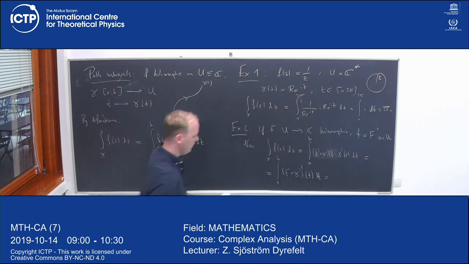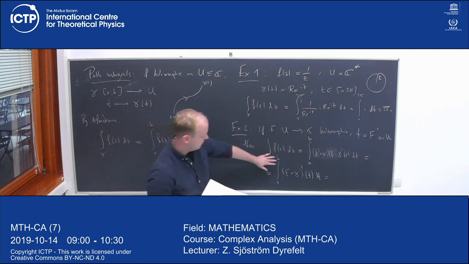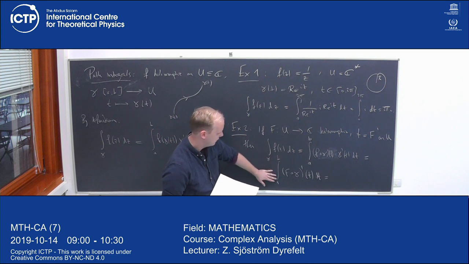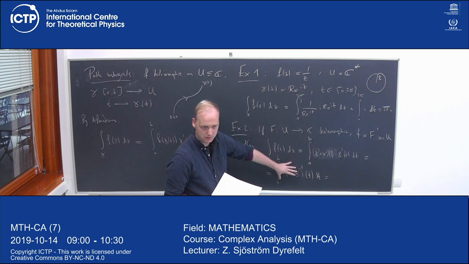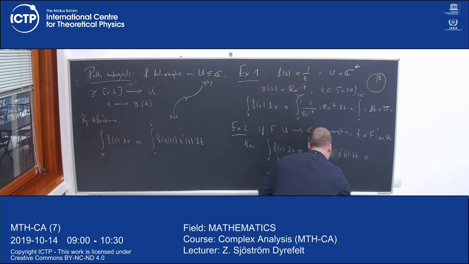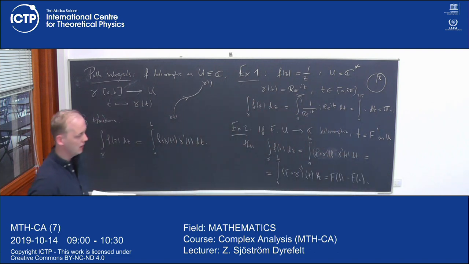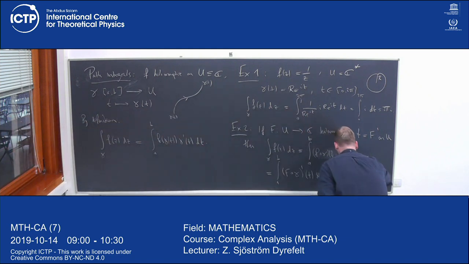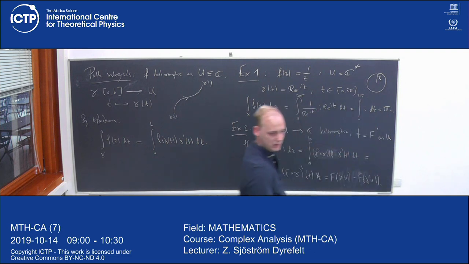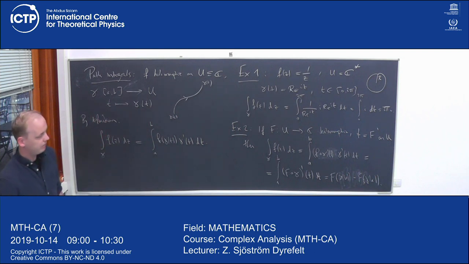Okay? And now, we had already said that if you integrate a derivative like this, then you can use the ordinary methods. You have a primitive, right? So then this is equal to F of b minus F of a, in the usual way that you're used to. Yes, F of gamma of b minus F of gamma of a. So it is equal to this.